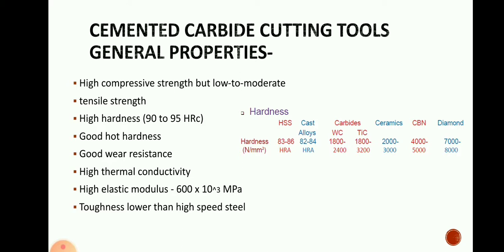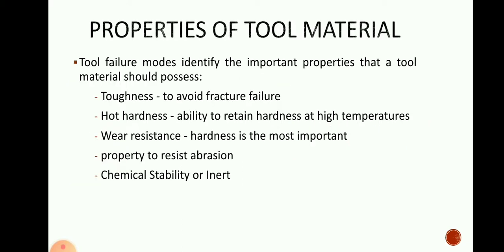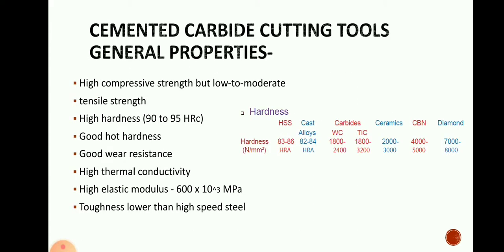Next property that cemented carbide cutting tool is having, it is a good wear resistance, it is having a high thermal conductivity, high elastic modulus, 600 into 10 raised to 3 megapascal, that much high elastic modulus they are having. Then the toughness lower than high speed steel. So these are some properties which are very important, because these are the basic properties of the tool material that we are needed for cutting. So these properties are carried by these cemented carbide cutting tools also, therefore these are used in many applications.